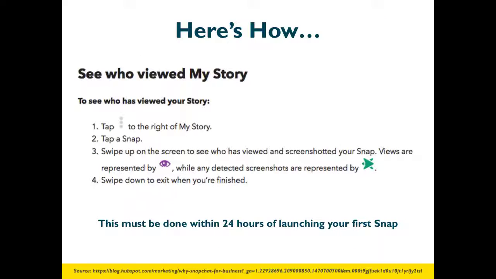So here's how you might see who's viewed your story. This gives you the steps. So you tap on the three dots to the right of your story, tap on a snap, swipe up on the screen to see who's viewed and screenshotted your snap. And you can see the views by seeing the purple eyeball. And any detected screenshots are represented by this sort of green two-way arrow. So then you can swipe down to exit when you're finished. And again, you have to do this within the first 24 hours of launching your first snap.